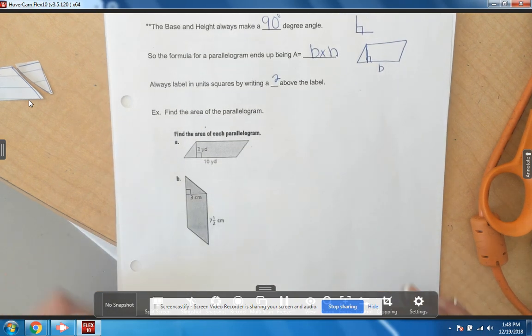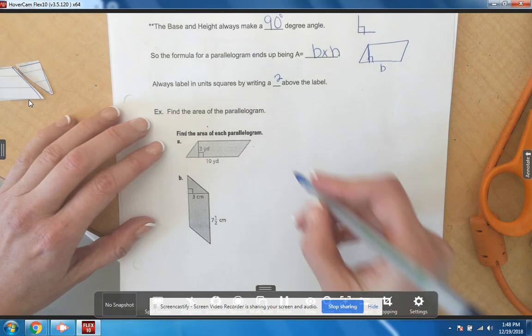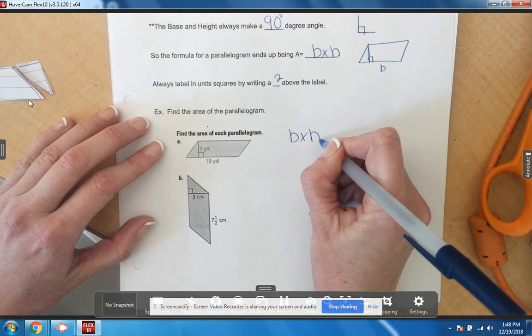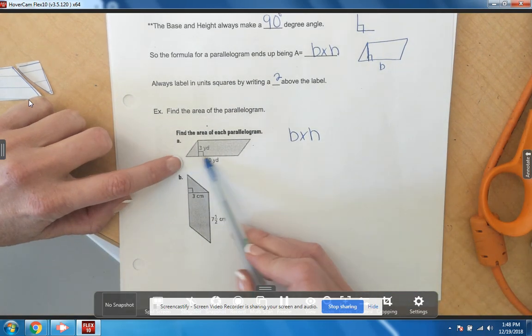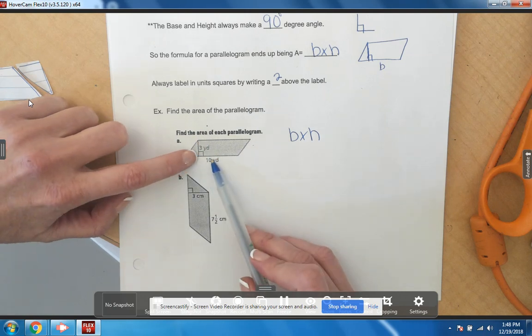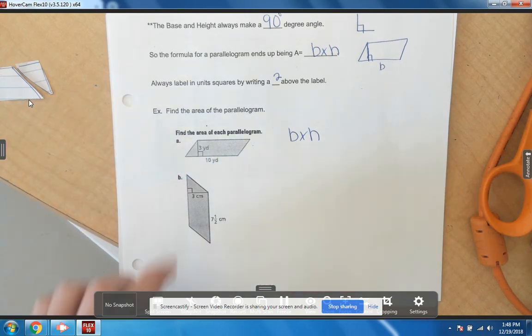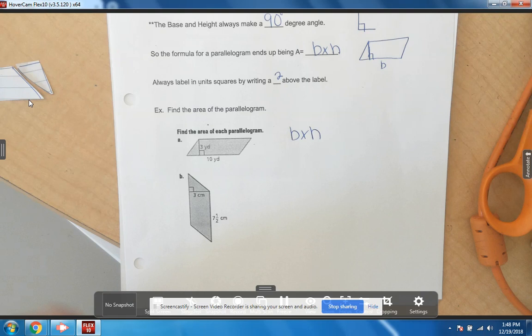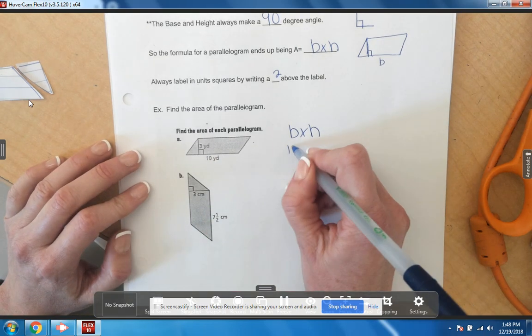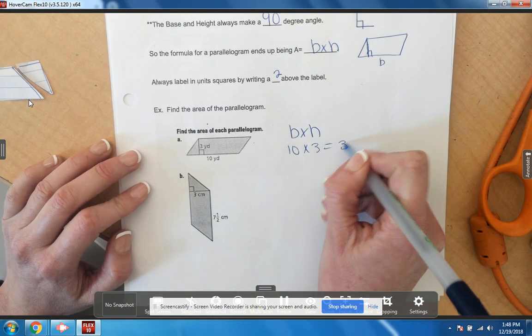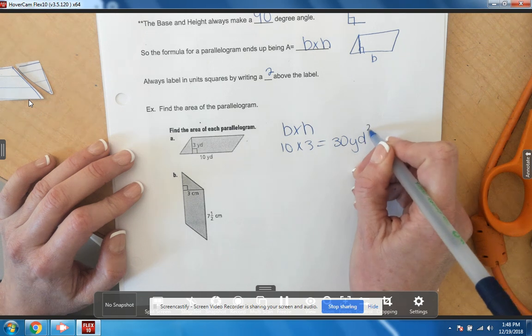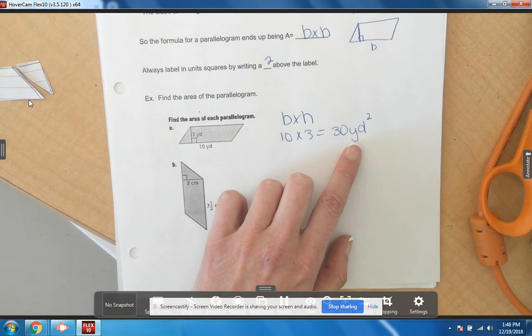So let me show you a couple of examples. We want to find the area of these parallelograms. So the formula is base times height. So I'm literally just multiplying the base by the height. I know that these are the base and the height because they make a 90-degree angle. That little square there is to represent that it's making a 90-degree angle. So I'm just doing 10 times 3, which is 30. So 30 yards squared would be my final answer.